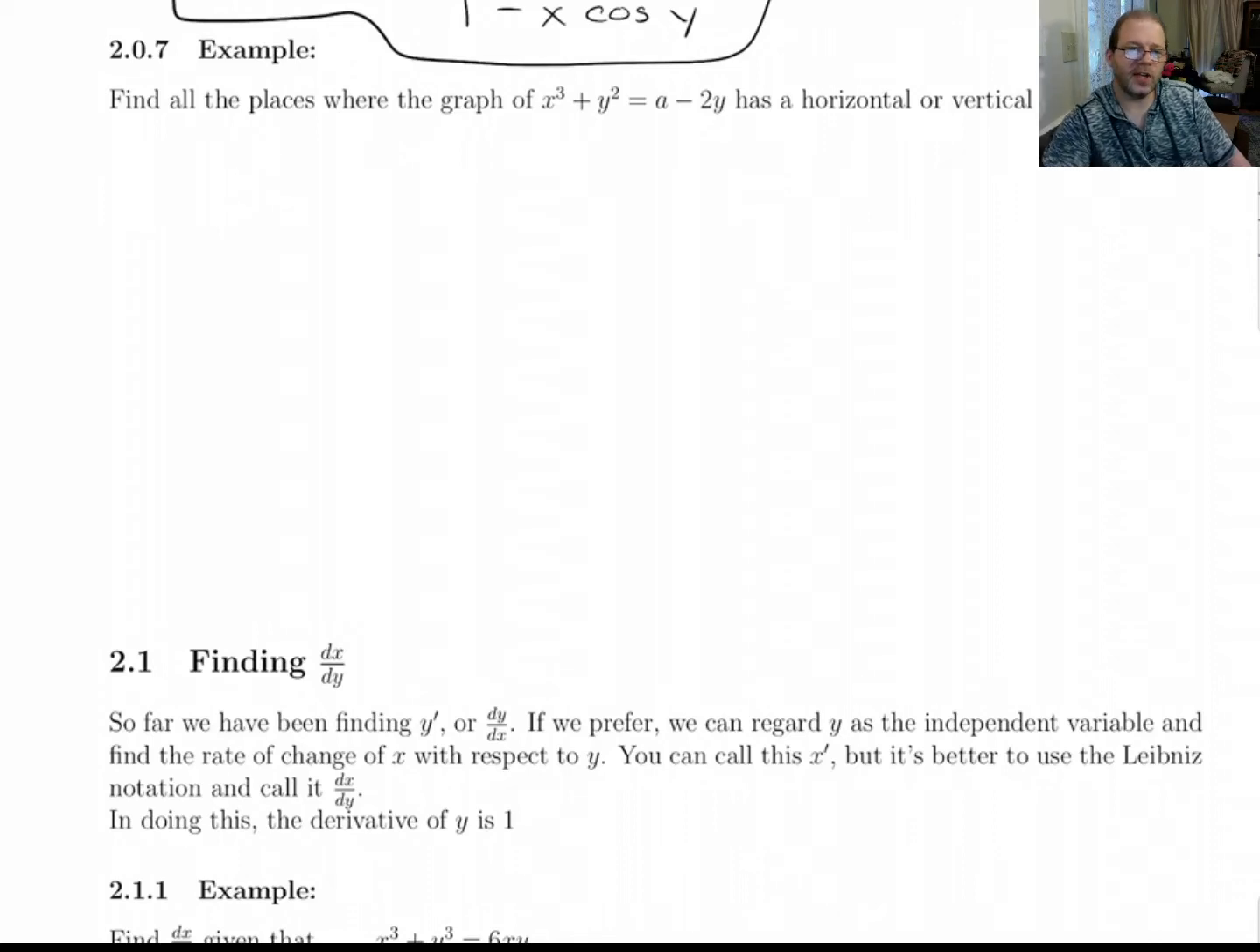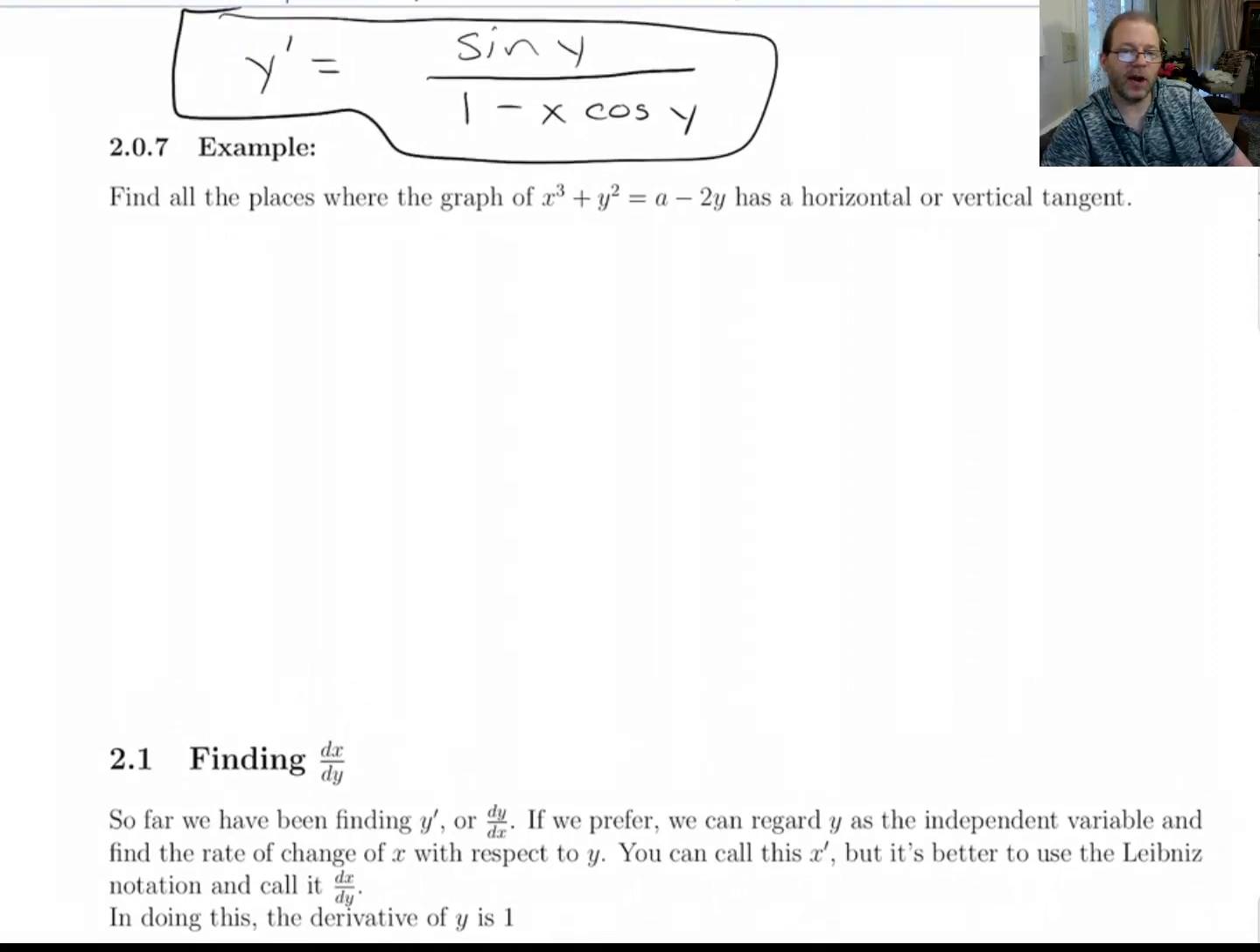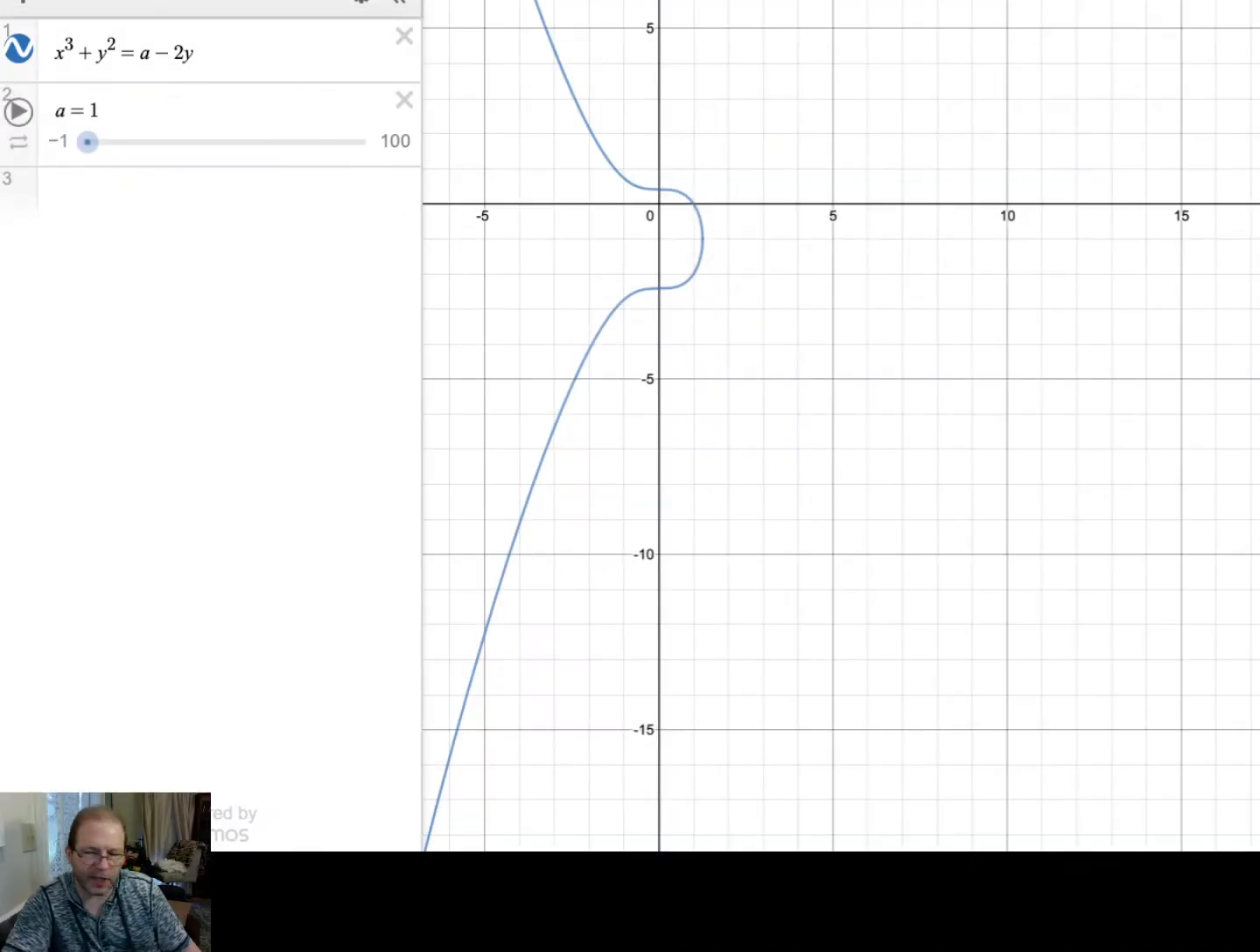Okay, let's look at this example. Find all of the places where the graph of this curve has a horizontal or vertical tangent. So tell you what, before we do the calculus part, let's look at it on Desmos.